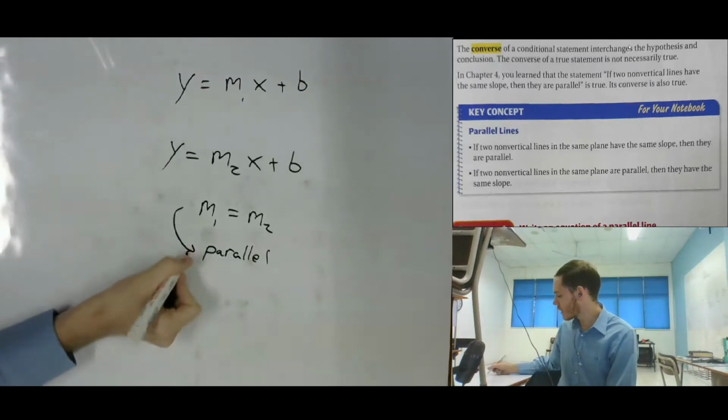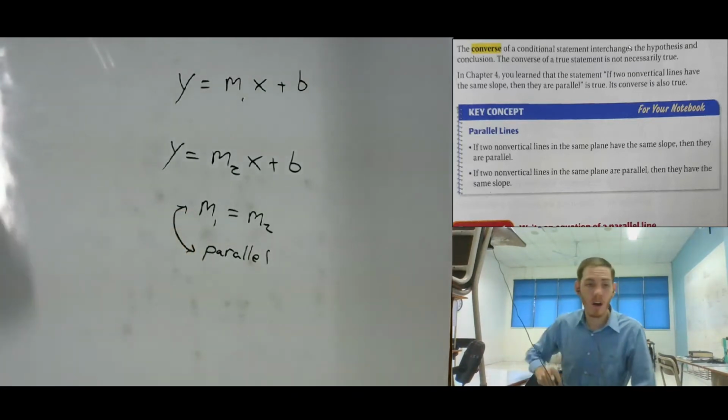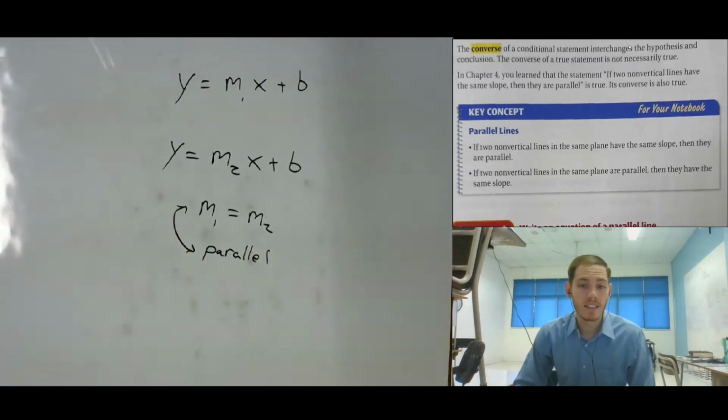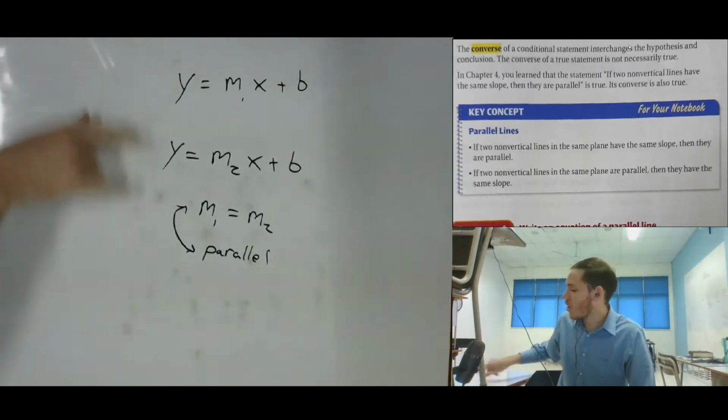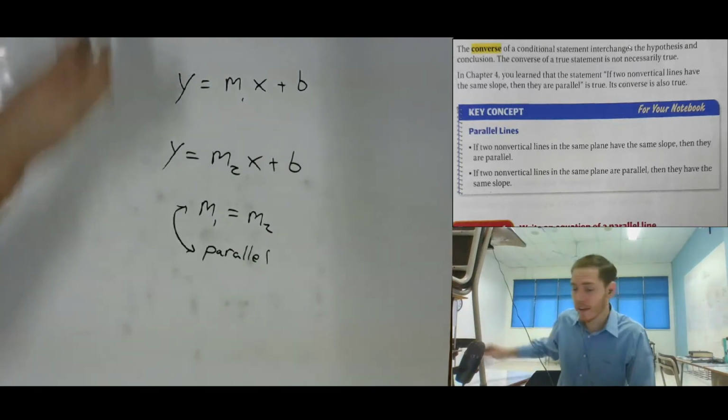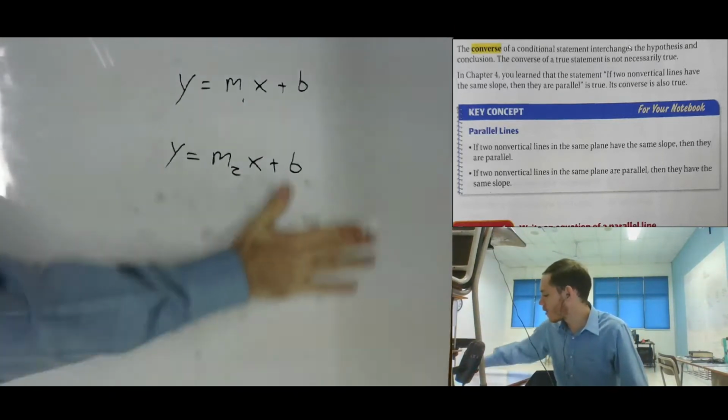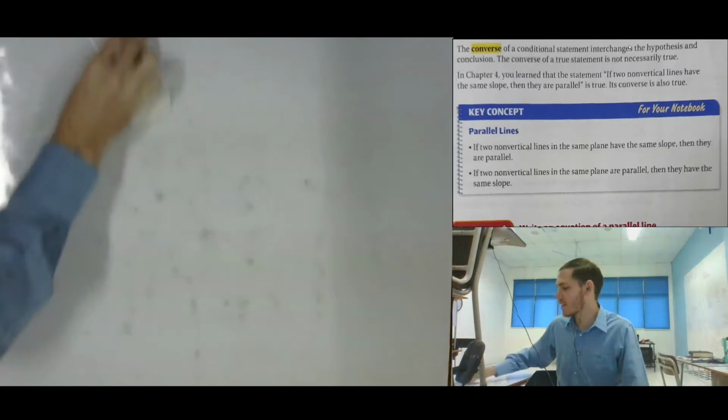So these two statements are biconditional, meaning if two non-vertical lines in the same plane have the same slope, then they are parallel. If two non-vertical lines in the same plane are parallel, then they have the same slope. Thus, these two are biconditional statements, okay? Now, let's look at how you're going to solve this, okay?